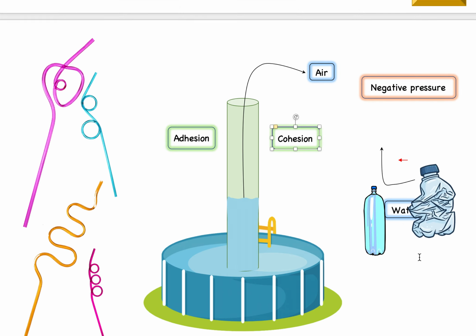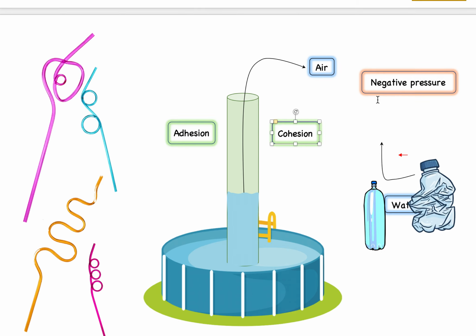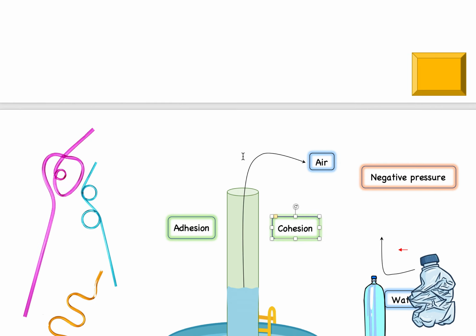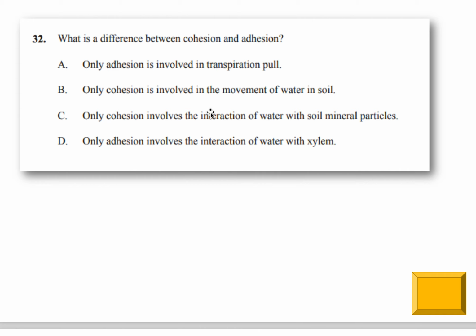If you don't understand this image here, this is the diagram I used in a video where I explained it very slowly. So if you don't understand based on a quick explanation, go check out that video. We know it's not only adhesion involved in this transpiration pull, it's both adhesion and cohesion. So A cannot be true.